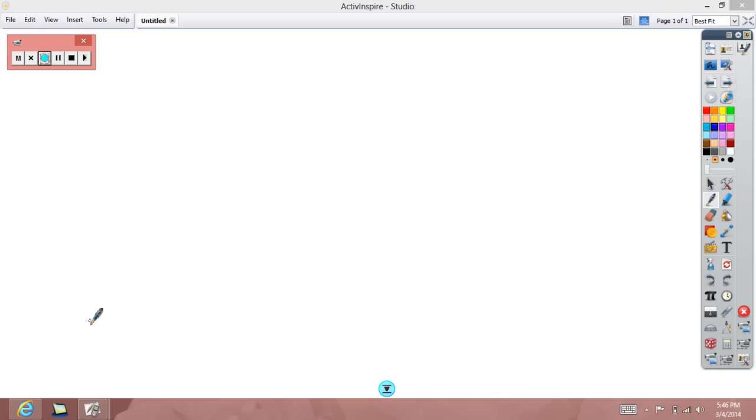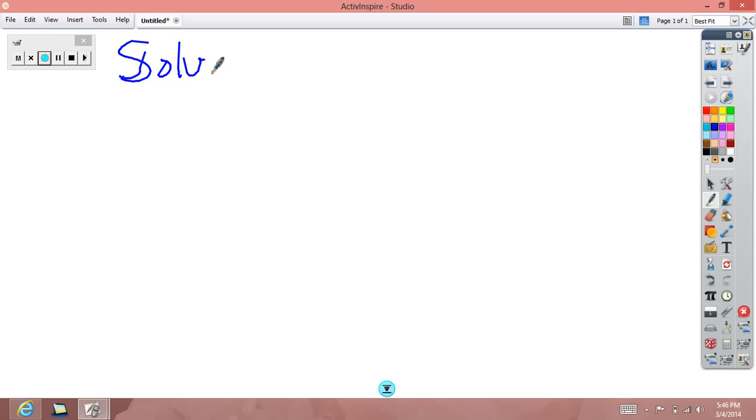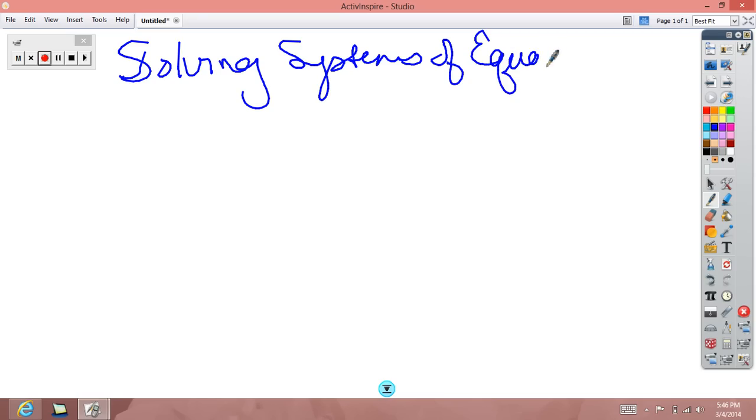So our next unit is sort of on organizing things. So our first is on solving systems of equations with 3 variables. This does not look pretty. Okay, well, I will do better at that.